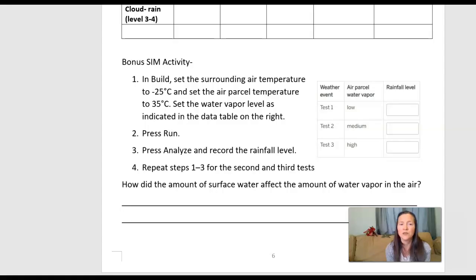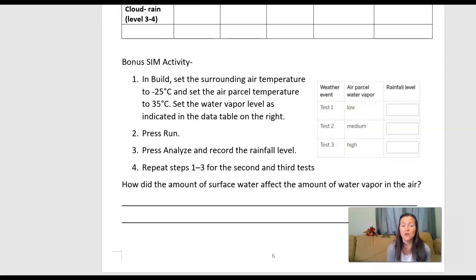Okay, so hopefully you've recorded your data in the table, and I want to point out this bonus sim activity, so you can go back in on your own time, and you can build using these same conditions, but changing the water vapor level. So in science, it's always a really good idea to run multiple tests so we have multiple data points. So we could run the water vapor at low, medium, and high, and that would produce a different rainfall level, possibly. But we'd need to run the test to find out.